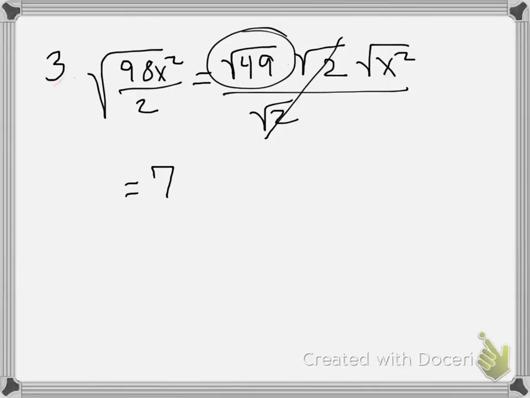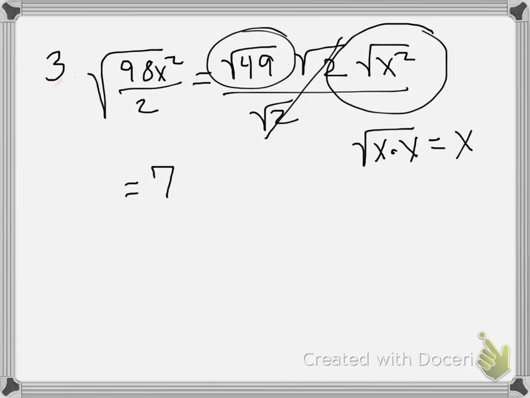But then here you took an x out and left one in. So the square root of x squared looks like this, and the square root of x squared is just plain old x. So it should have been 7x. What you had was 7x, and then you had another square root of x.